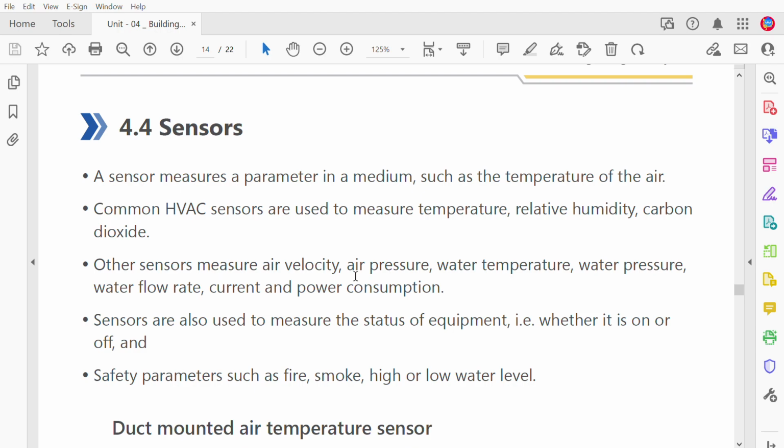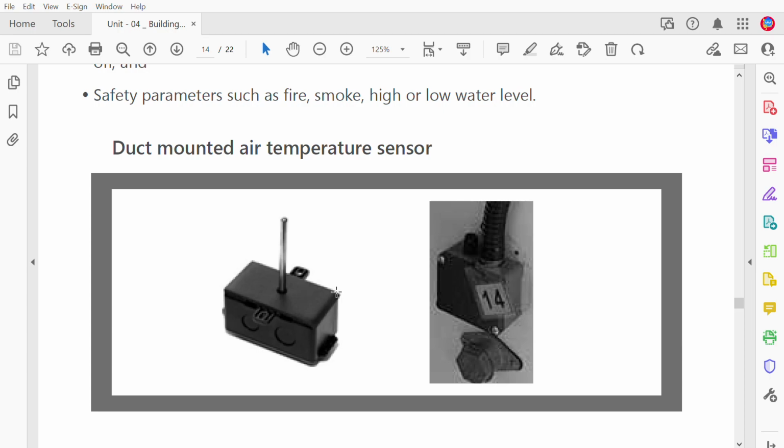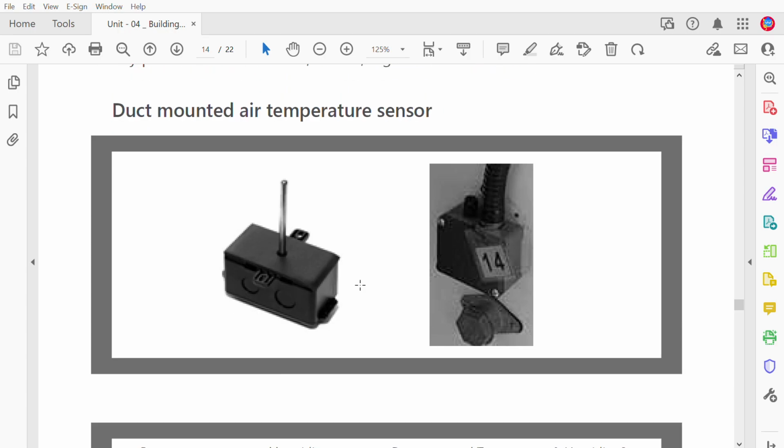It's a way to actually measure stuff. A lot of the time we use sensors for safety parameters, such as a high or low water level, or a fire or smoke alarm. Then we can mount ducting temperature sensors, which are air temperature sensors. This is where we can mount some of the ducting, and then the temperature sensors will sense either on-coil or off-coil temperature.